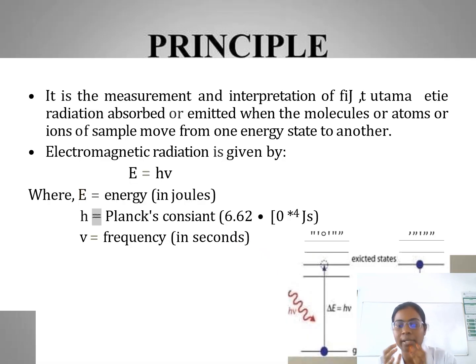And what are the principles involved in UV spectroscopy? It is the measurement and interpretation of electromagnetic radiation absorbed or emitted when the molecules, atoms, or ions of a sample move from one state to another state. Normally, molecules or atoms are in the ground state; when electromagnetic radiation is applied, they go from the ground state to the excited state. We stop the electromagnetic radiation when the molecules or atoms return to the ground state.